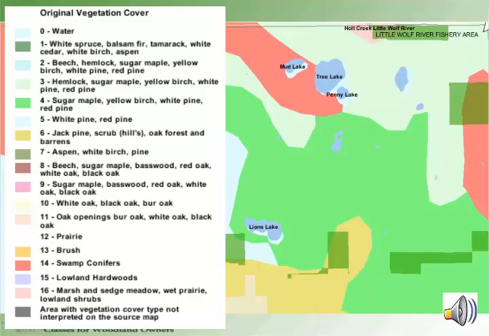We can also get a map of the original land cover derived from land survey notes when Wisconsin was first surveyed. You can see that the area that is now grassland and agriculture was originally sugar maple, yellow birch, white pine, and red pine. This may be helpful if in the future an owner wants to know what types of trees to plant.